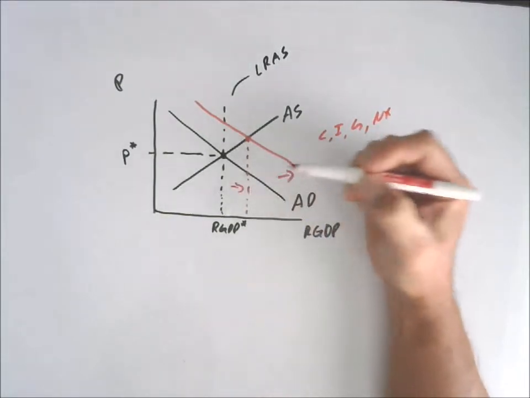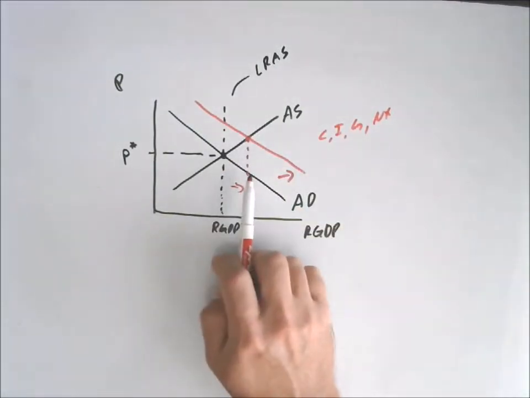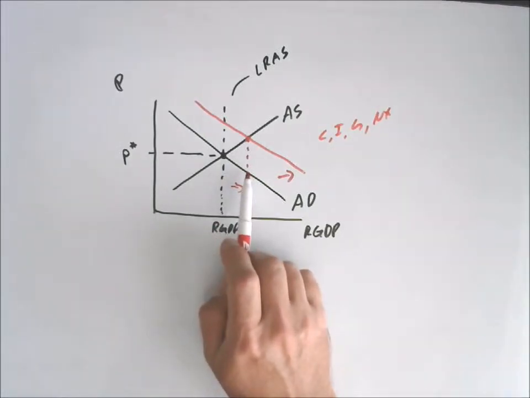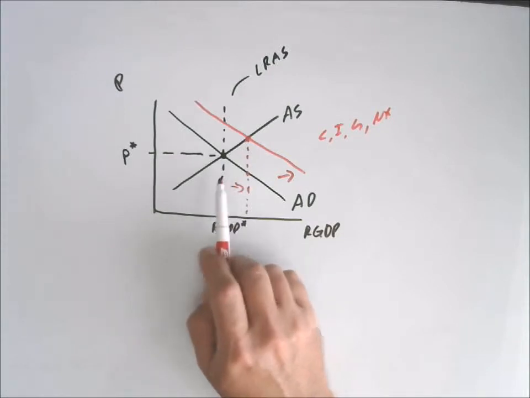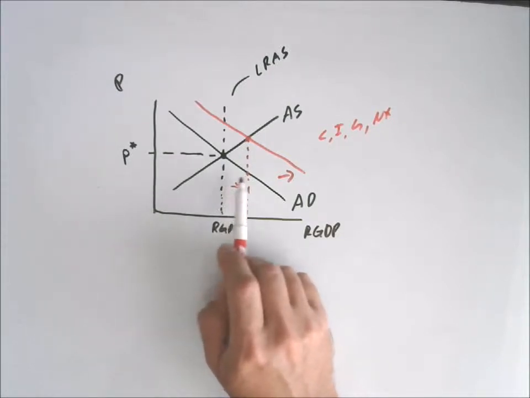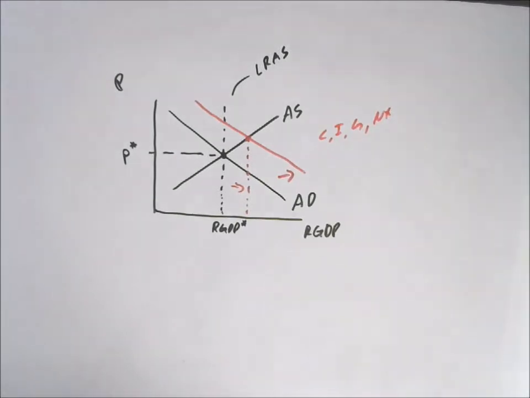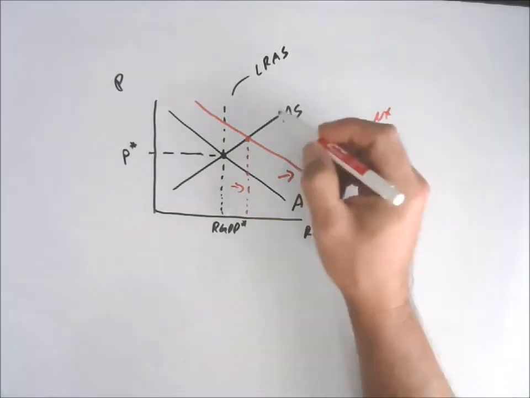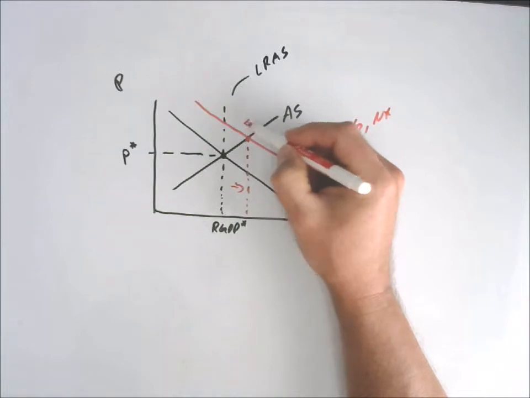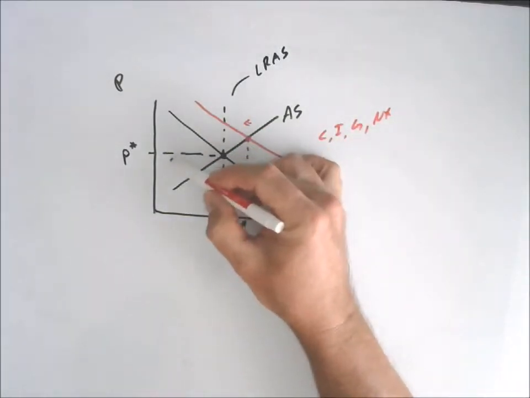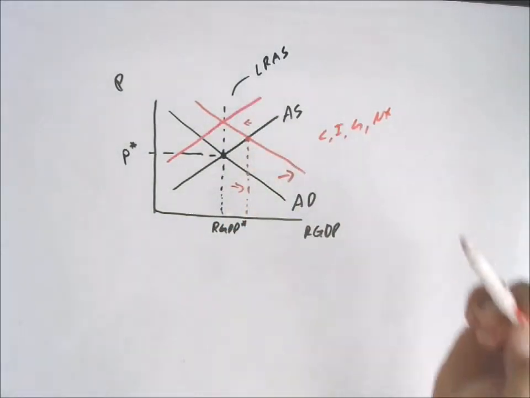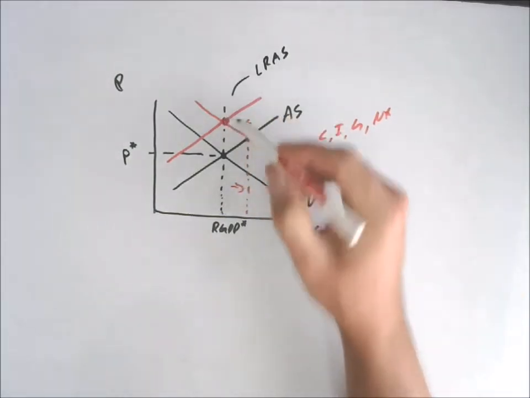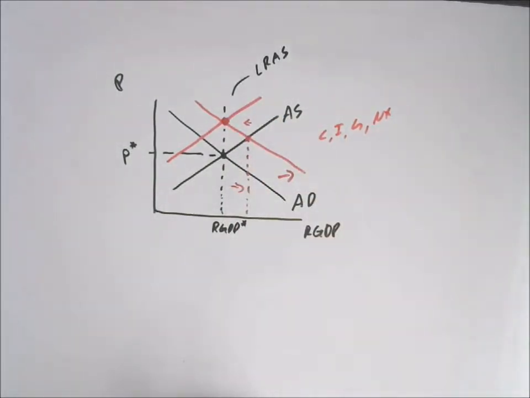Well, now output is above potential. The economy has expanded. This is going to push wages up, so this is going to reflect unemployment below the natural rate. So employees can command higher prices, they can command greater wages. Well, when this occurs, this is going to lower the supply of goods and services and shift the aggregate supply curve back to the left, bringing the economy back to full employment.